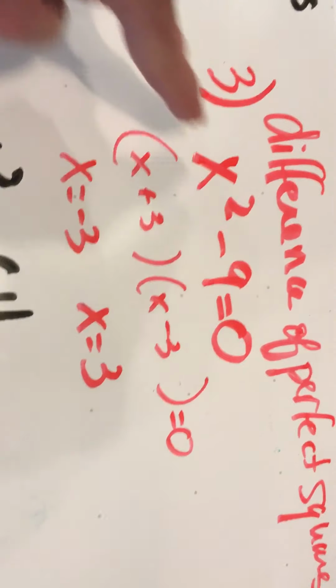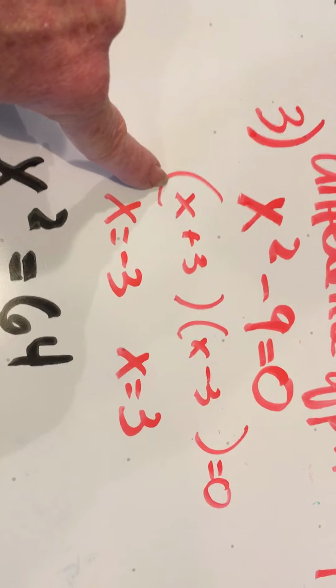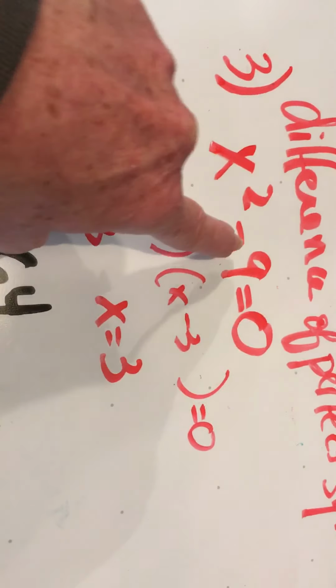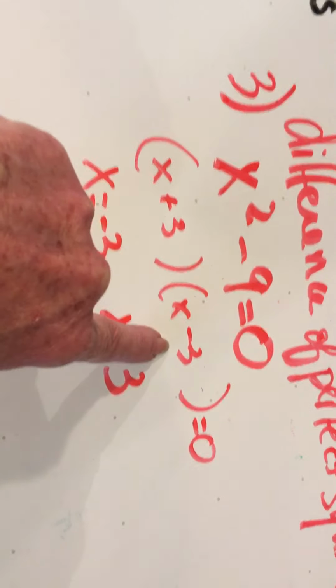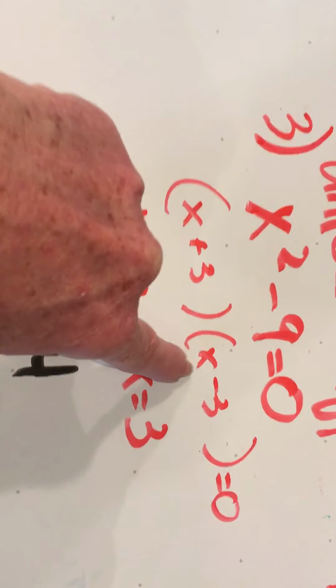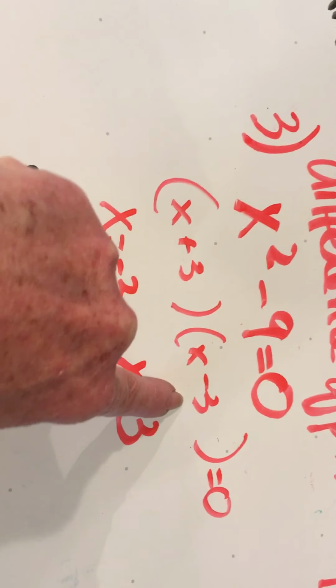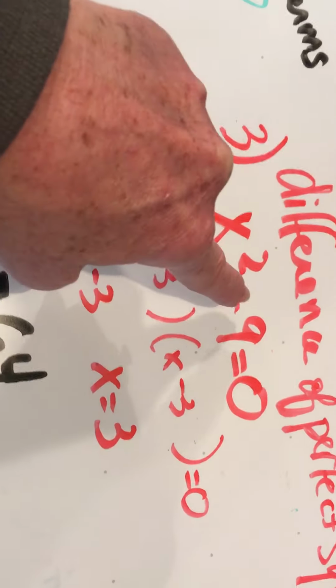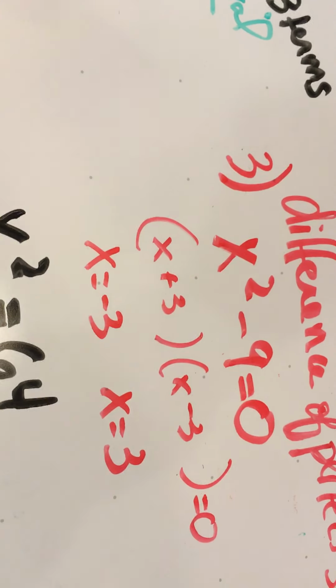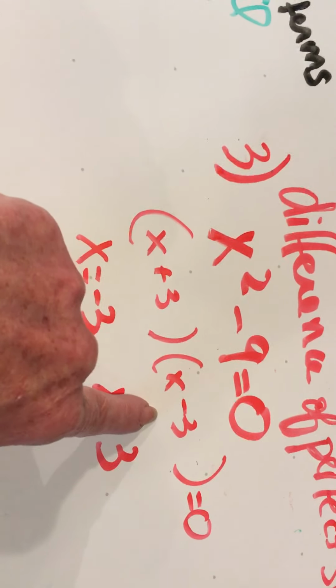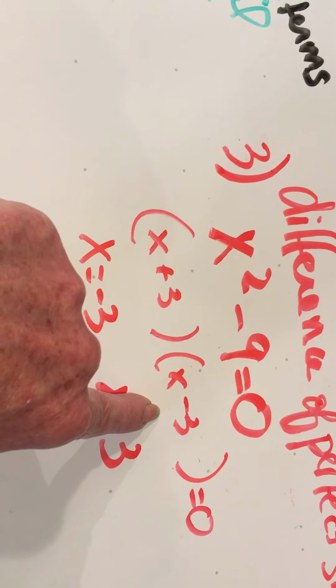3 times 3 gives me 9. So it factors into x times x. What gives me negative 9? Positive 3, negative 3. Check it. x squared minus 3x plus 3x. That gives me my middle term to become 0. The b term drops out. And my last term is negative 9.